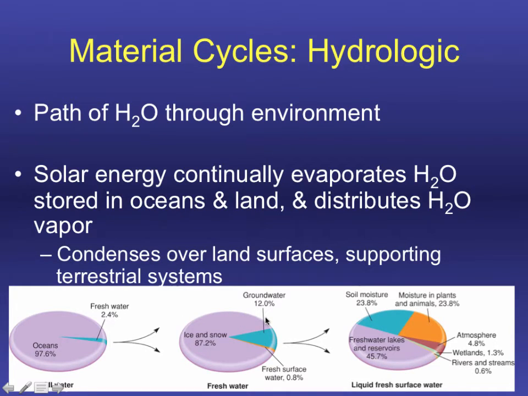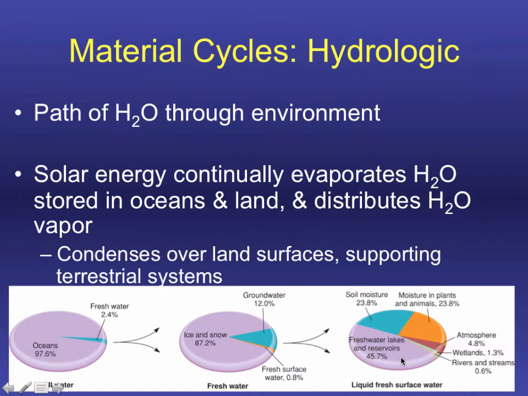Groundwater is the other big one. It's about 12%. And then fresh surface water, which represents lakes, streams, soil moisture, moisture in us and animals and plants and so forth, that's only 0.8%. And if we blow up that little tiny narrow wedge, then we see this over here.